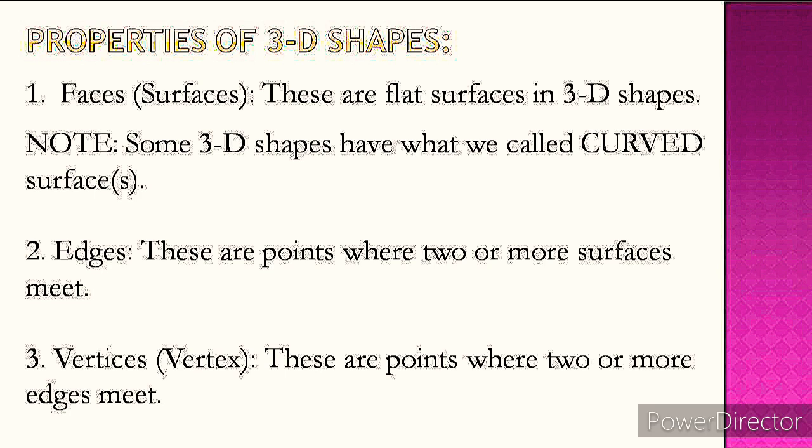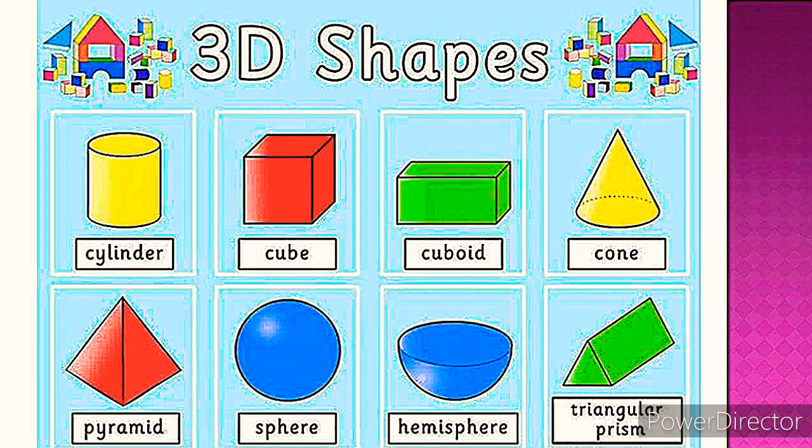Okay, then talking about edges, these are where 2 or more surfaces meet. Then the last one, vertices for plural, then vertex for singular. These are points where 2 or more edges meet. All these are for you to identify any of the three-dimensional shapes when you see one. You should know what we call a face, know what we call edges, and know what we call vertices. So when you see any of them, you should be able to identify it. All right, so please take note of all.